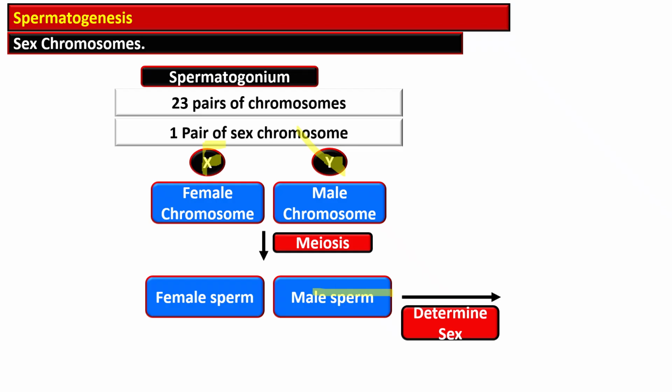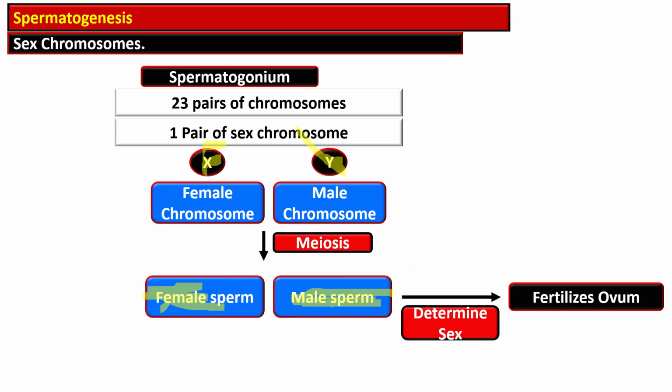So this male sperm can produce a boy and this female sperm can produce a girl. So the sex of the offspring is determined by which type of sperm fertilizes the ovum. So if the X bearing sperm fertilizes the ovum, that will result in XX, so a female will be born, and if the Y bearing sperm fertilizes the ovum that contains X, it will result in XY chromosomal architecture that will result in male.